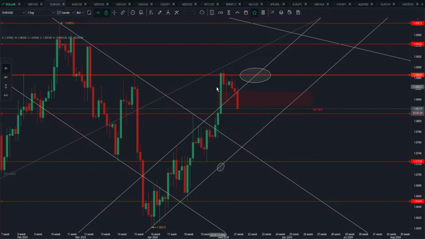Euro dollar, there is a breakout from this fair value gap, and now price is trying to trade on the other side of that. 1.0812 is the support. We have to be cautious here. This may be a liquidity grab and a walk to the downside. This is possible. So where is the resistance now? 1.0885 is the resistance, support being around 1.0812.